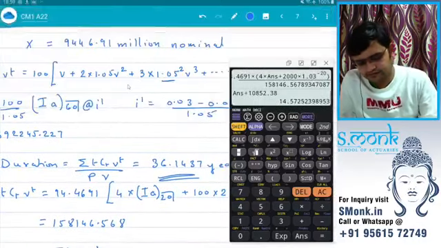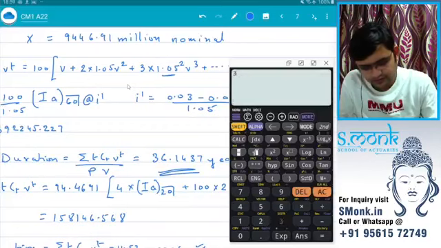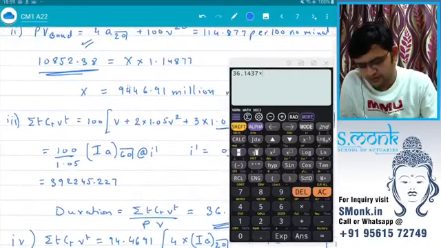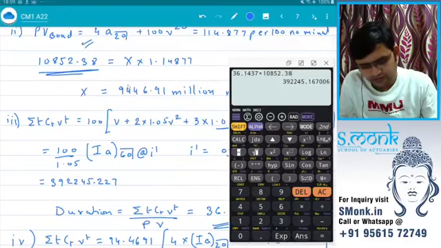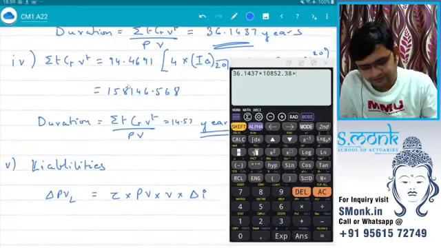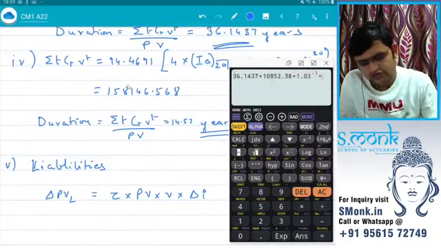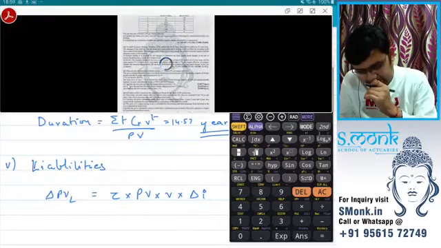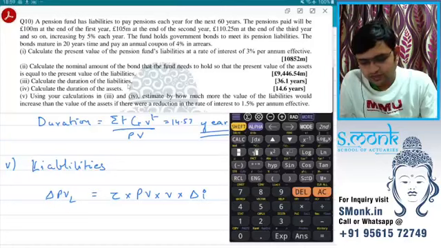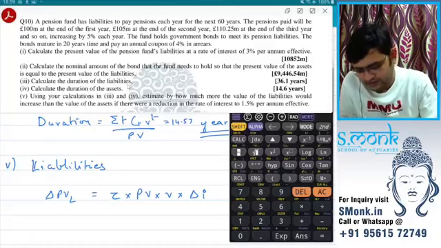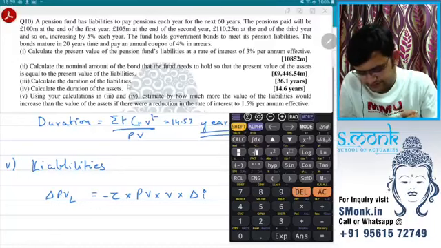So first of all, the duration was 36.1437, into present value 10852.38, into discounting factor at 3%, which would be 1.03 raised to minus 1, and then into change in rate of interest. The change in rate of interest, they said, was 1.5%, but they are saying reduction in rate of interest. I think this was negative of all of this, right? Minus of all of this.